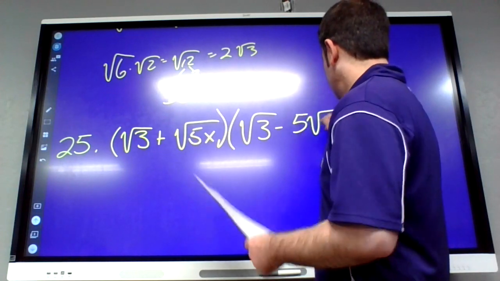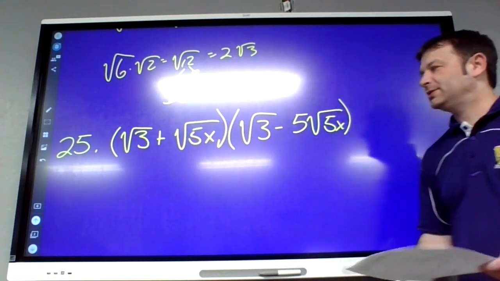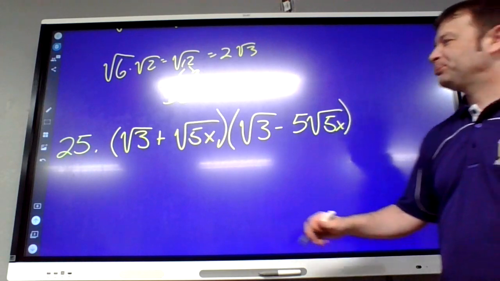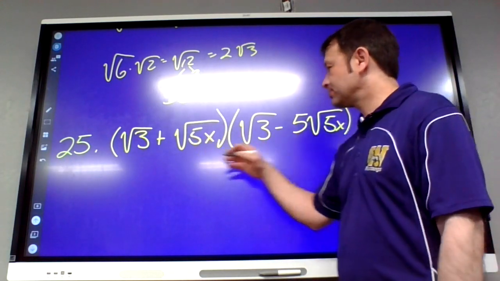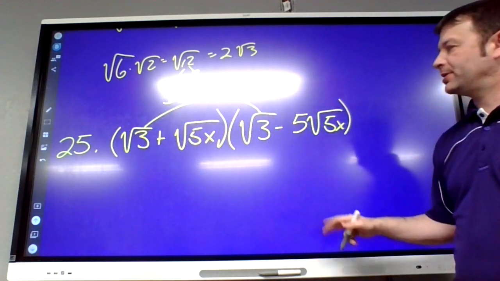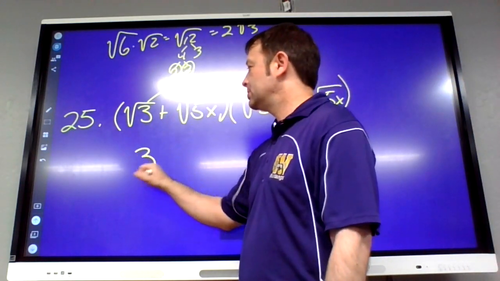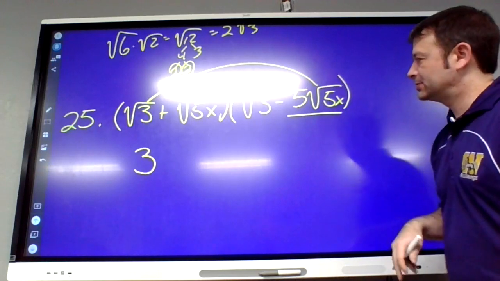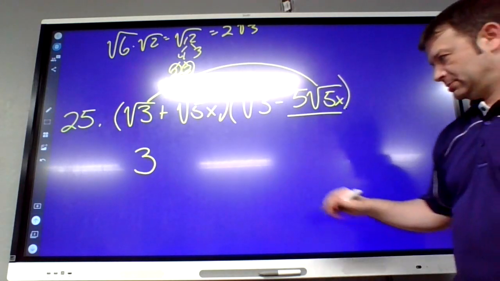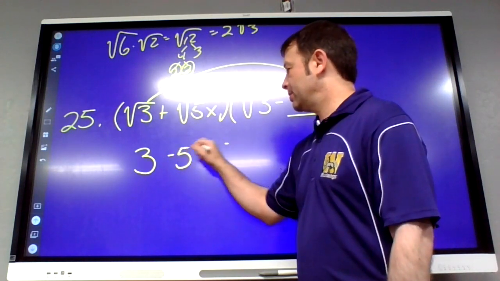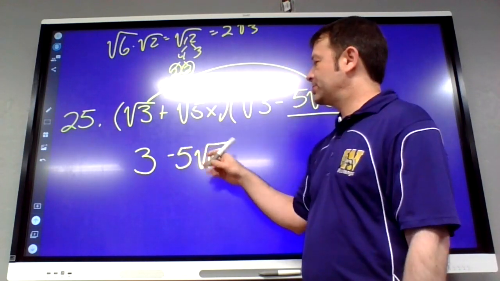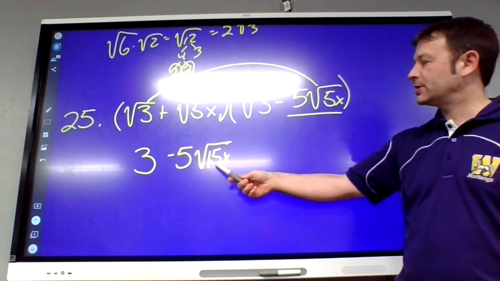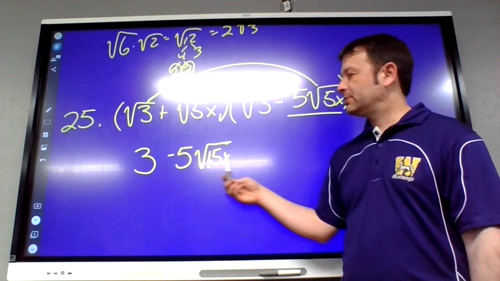Square root of 5x. These almost look like conjugates, but they're not quite. So you do need to do the whole FOIL. This one is a little bit different than this one. So first, what's square root of 3 times square root of 3? 3. Outside, square root of 3 times negative 5 is square root of 5x. Remember, the normal numbers multiply together and the square roots multiply together. So really we just did square root of 3 times square root of 5x is square root of 15x. Left the negative 5 alone. That's why these are separate. They don't simplify.